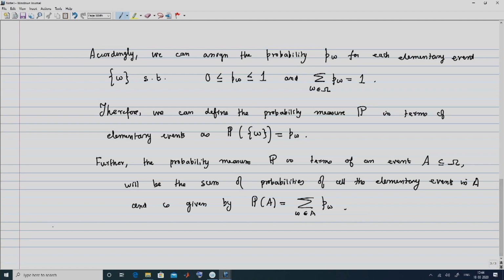This brings me naturally to 2 more definitions. The first one is, now that I have defined all these probabilities for each elementary event, this particular set P subscript omega for all omega belonging to omega is called a probability distribution, and please do not confuse this with a distribution function that we will discuss in the later part of this lecture.